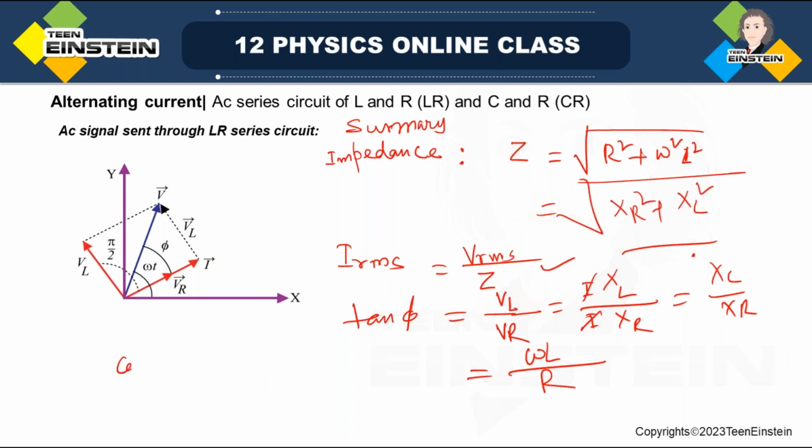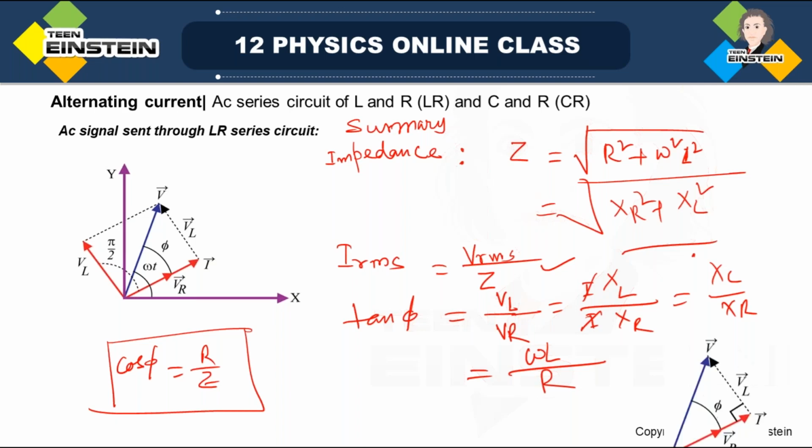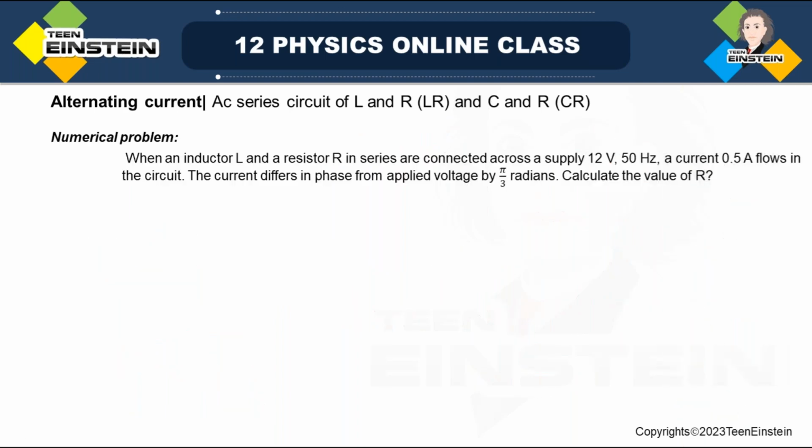Again, one more formula you have got, that is cos phi. This is important in finding out impedance and other things. Cos phi is equal to R by Z. Now, before we go to the other circuit, let me discuss a few numerical problems in this.